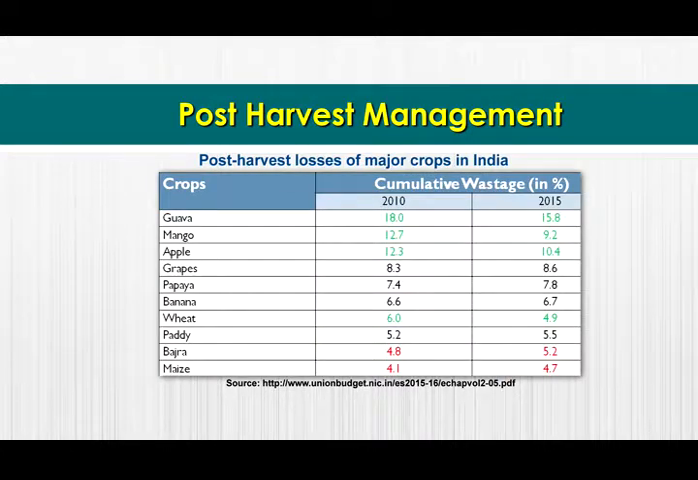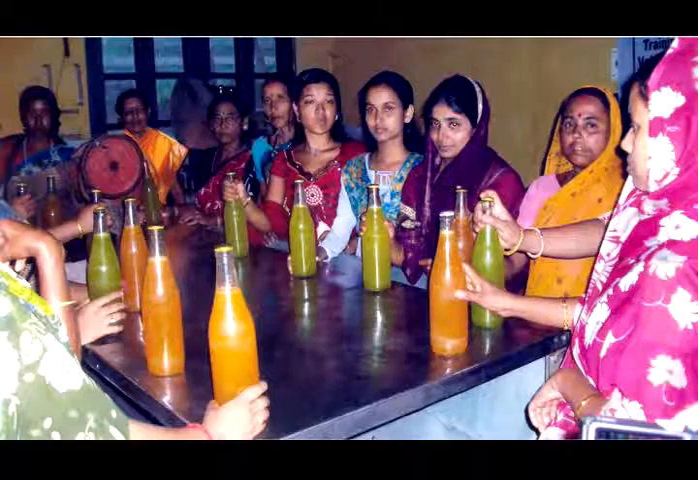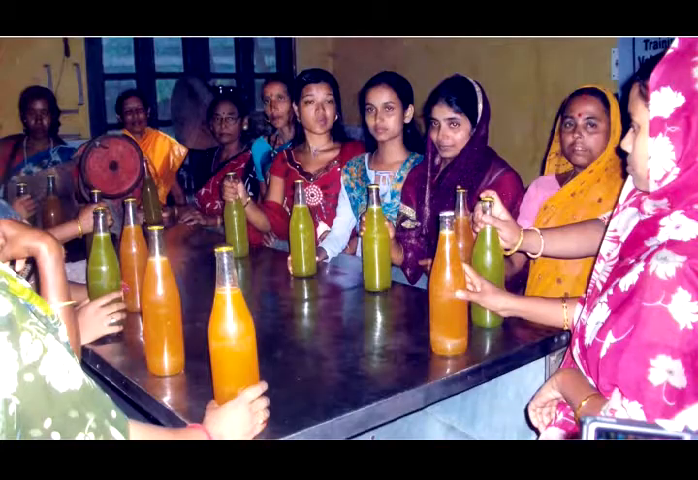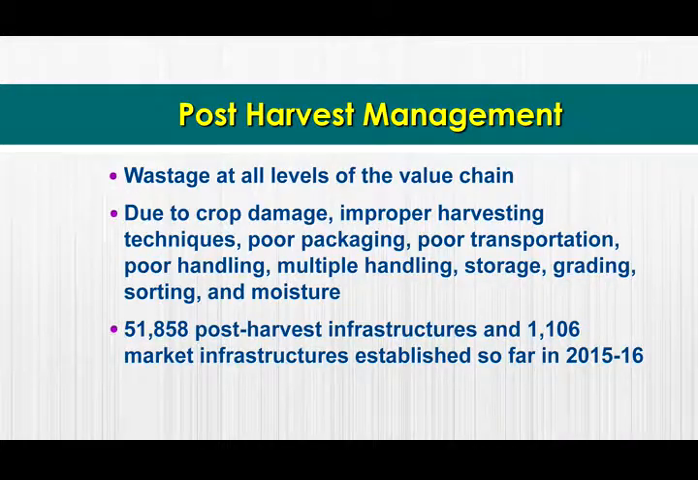In the case of guava, the loss is 15.8%. In the case of mango, the loss is 9.2%. In the case of apple, the loss is 10.4%. So, there is quite a good scope to reduce this wastage by following post harvest management practices. It will increase the income of the farmers. We can see that this wastage occurs at all levels: at the farmer level, the transporter level, the wholesaler level, and the retailer level.